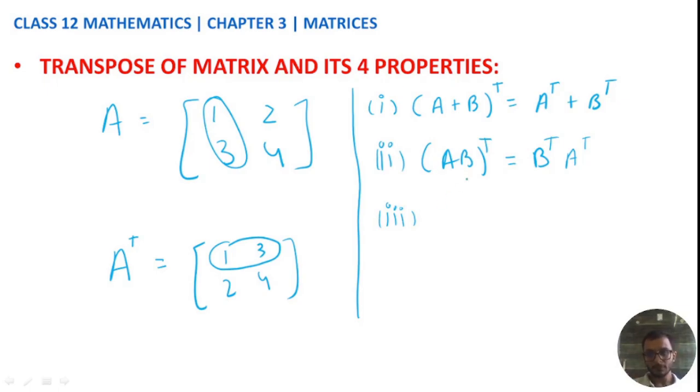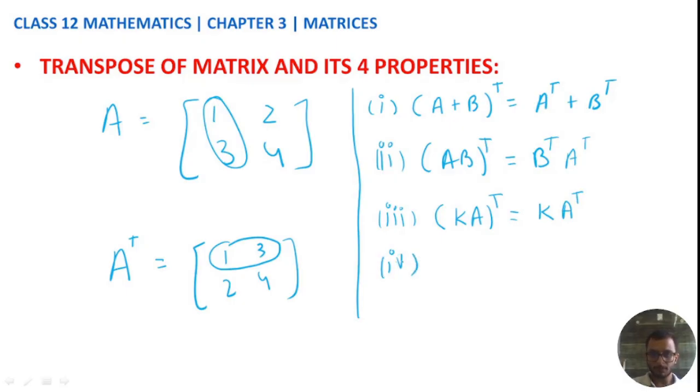Now next is, if you multiply some scalar by A and then you take the transpose, then what will happen? Then that scalar you can take out common and you can write it as K A transpose. We will do questions involving this property, so you don't need to think much.